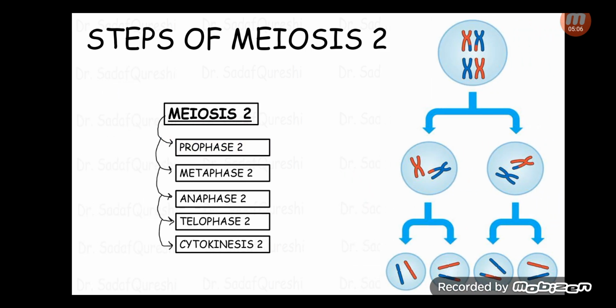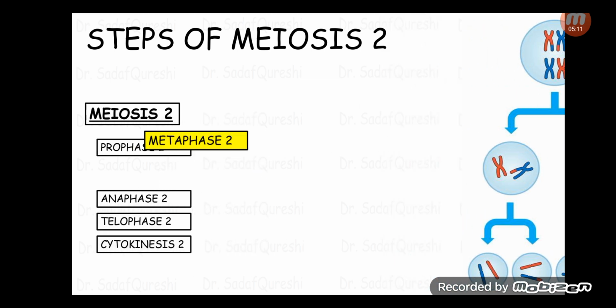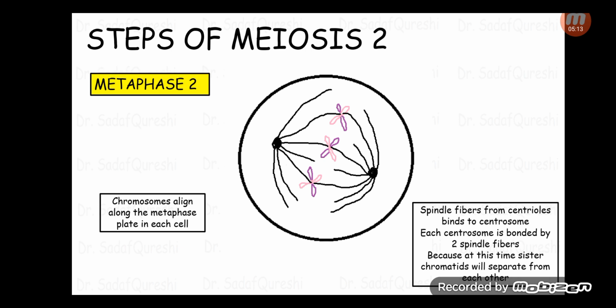Now the second phase in meiosis 2 is metaphase 2. In metaphase 2, spindle fibers from centrioles bind to the centromeres. Each centromere is bound by two spindle fibers, like in mitosis, but in meiosis 1 only one centriole is bound to one spindle fiber. But in this case, one chromosome is bound to spindle fibers from both of the centrioles. Chromosomes in this phase align along the metaphase plate in each cell.